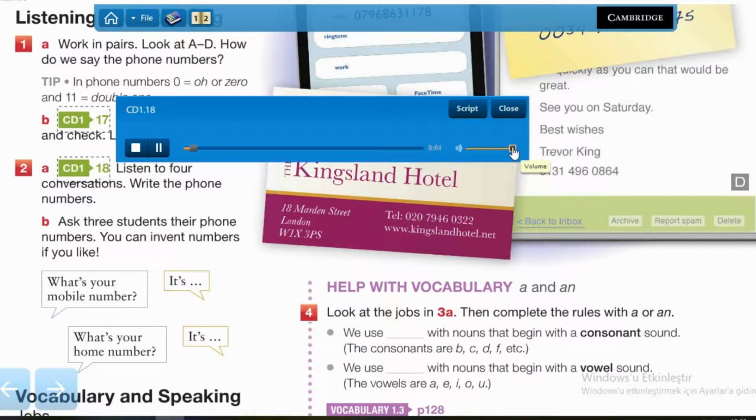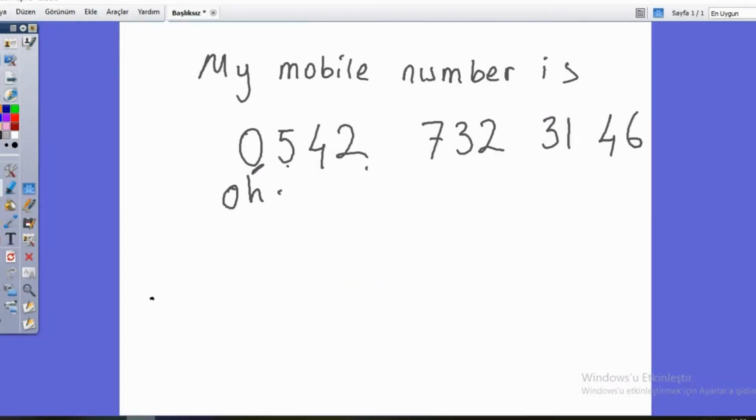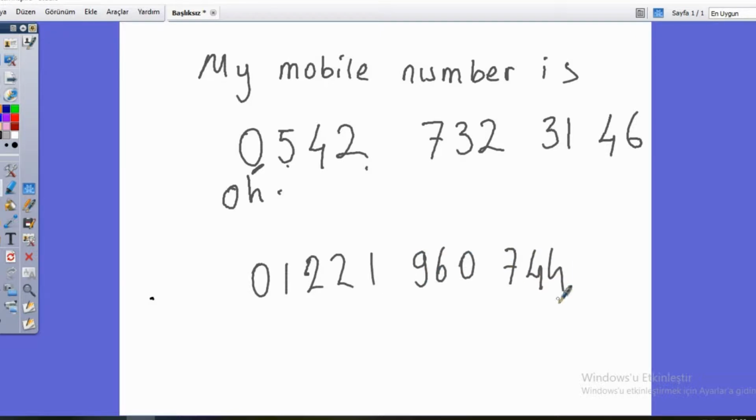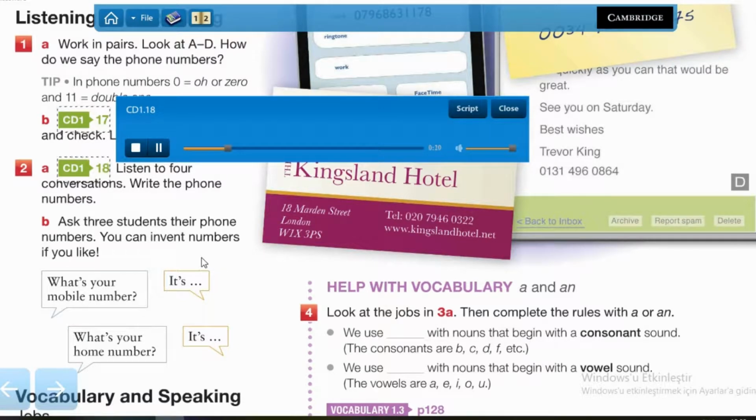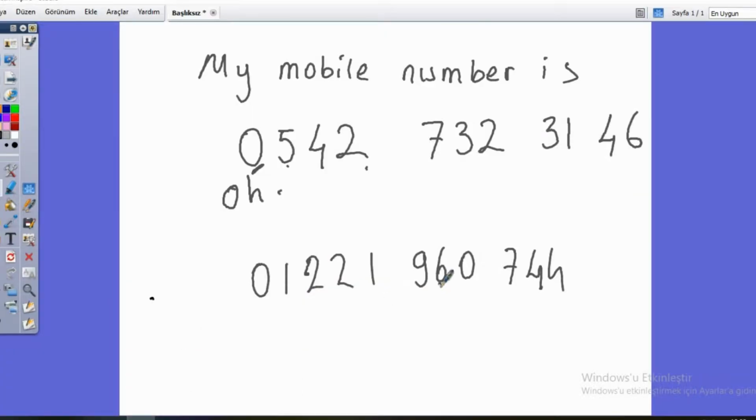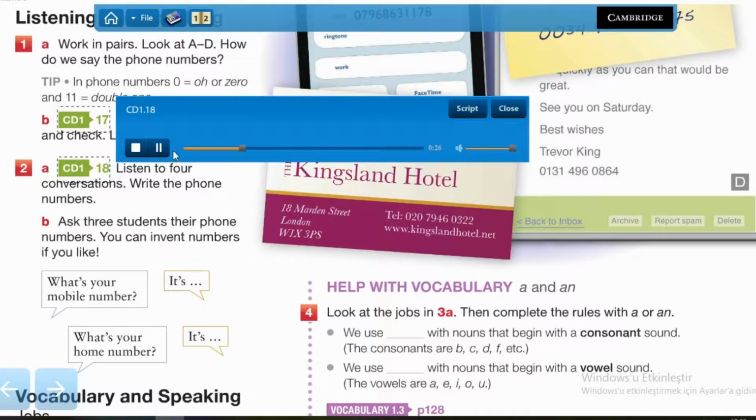What's your phone number? Wait a minute. It's 01221 960 744. 01221 960 744? Yes, that's right.